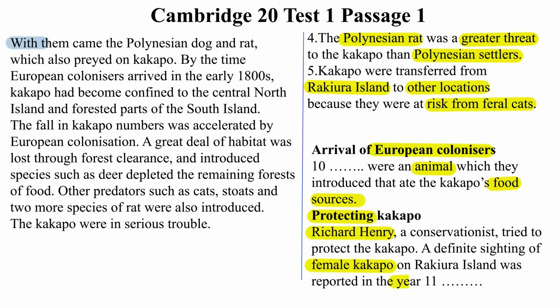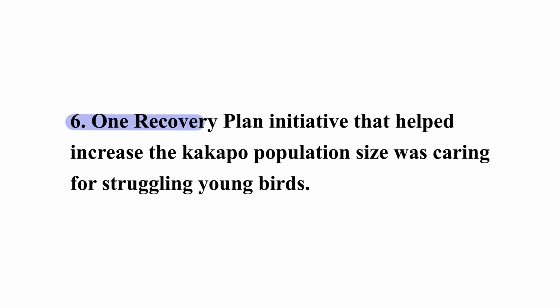With them came the Polynesian dog and rat, which also preyed on kakapo. Here, with them means settlers, and the dog and rat all hunted kakapo. For question number 4, there is no comparison between them, so the answer is not given. Now, question number 6 is on recovery plan: an initiative that helped increase the kakapo's population size was caring for struggling young birds. Here the search words are plan, population size, young birds, and the target word is increase.